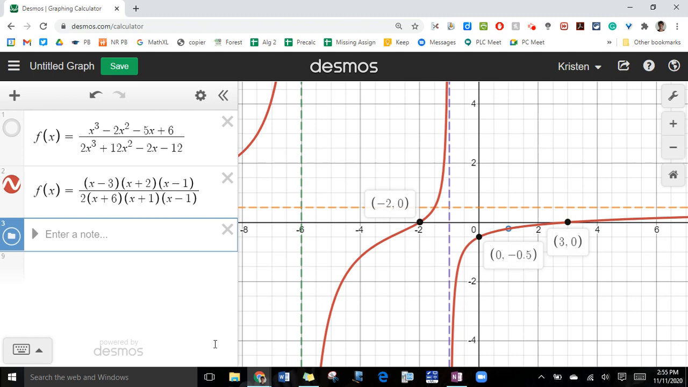It looks like the y-intercept should be at 0, negative a half. Okay, so whether you go to the factored form and plug in 0 there, or whether you go to that function that was in standard form and plug in 0, I always like the standard form because all the x's just turn into zeros. And all I have left is a 6 in the numerator, negative 12 in the denominator, and 6 over negative 12 is that y-intercept.